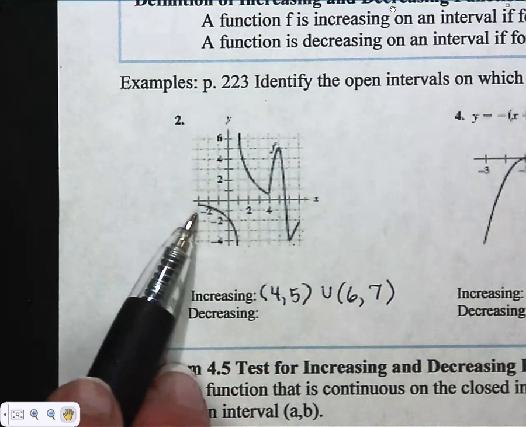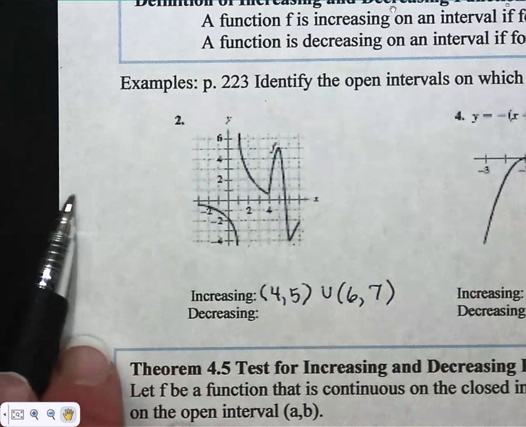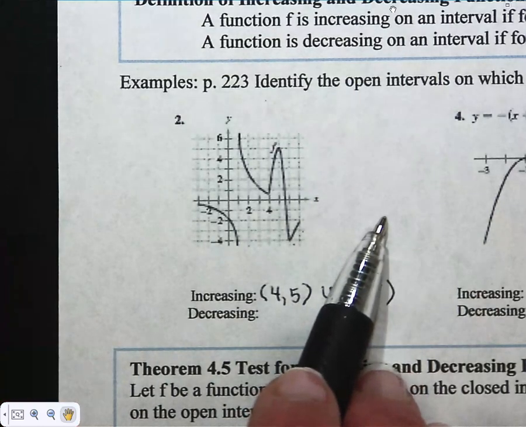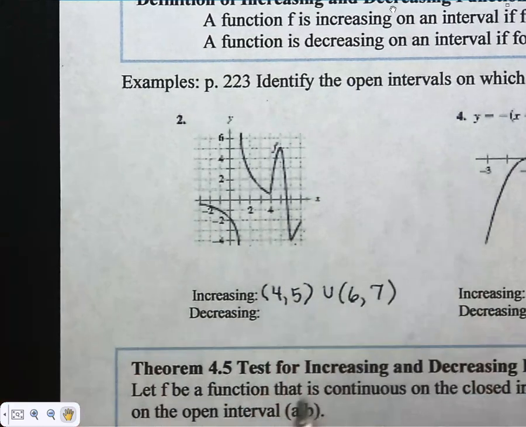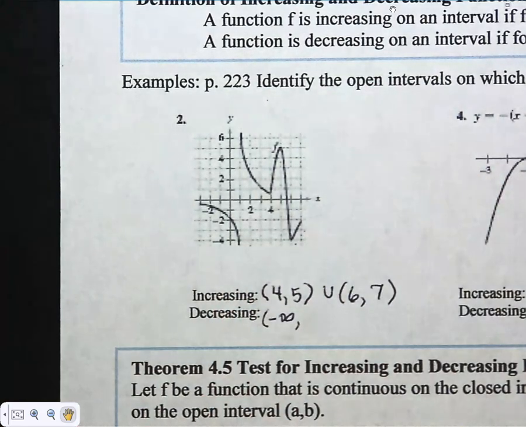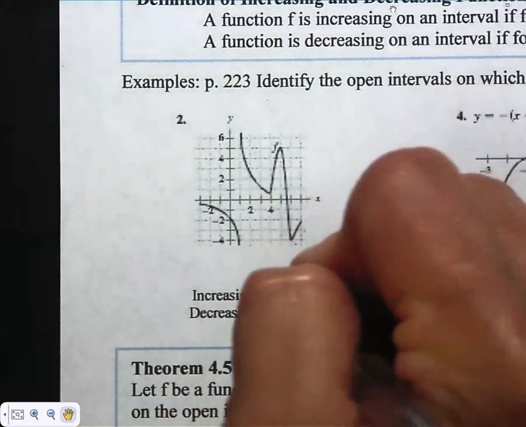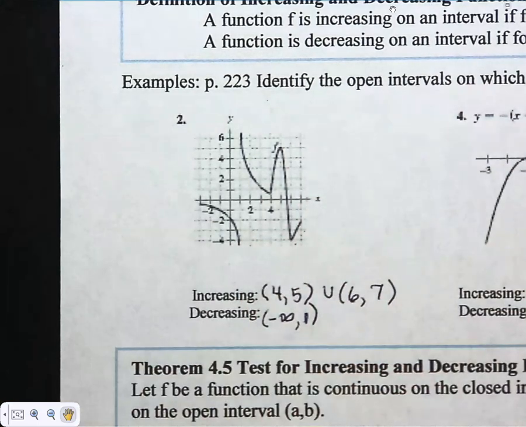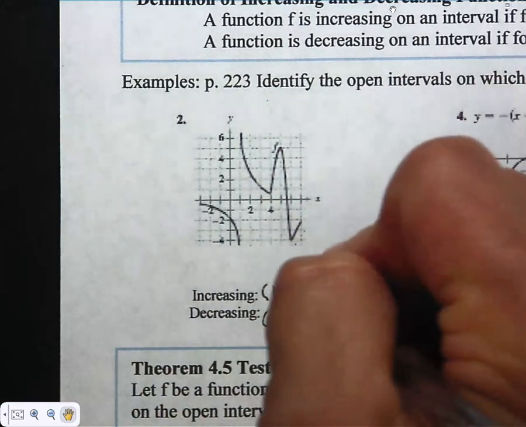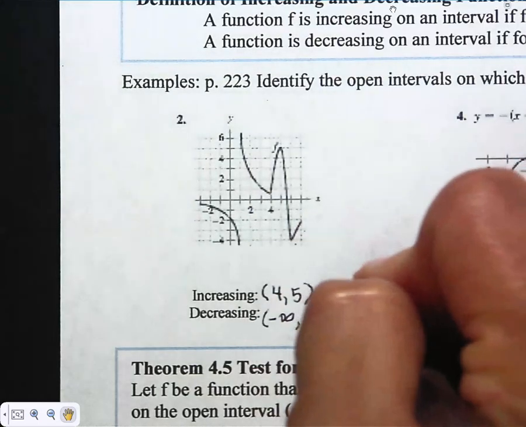I'm going to assume that they could only give me part of the graph there, and that it keeps going forever to the left and forever to the right. Technically, I don't know that, but I know how they wrote the answers in the back of the book. So negative infinity up to where does it stop decreasing? At positive 1, so negative infinity up to positive 1. What other portion is decreasing? It's decreasing from here to here. That's where x is 1 to 4.